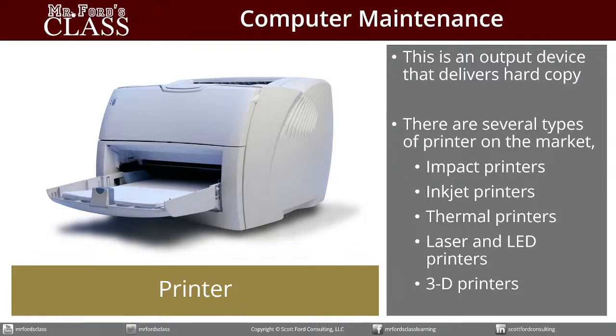Printers, this is an output device. If monitors gave you primarily or only soft copy, printers give you hard copy. This is stuff that you can touch. This is stuff that exists in the real world. You can crumple it up, throw it out, whatever, okay?